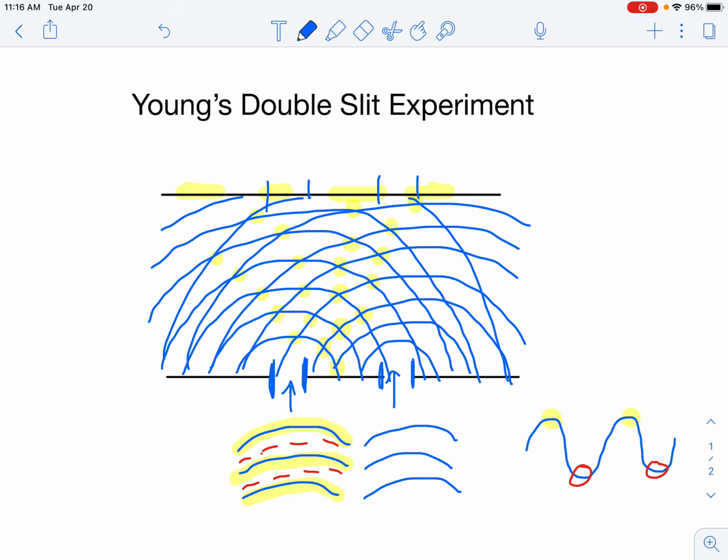So Young's double slit experiment allows us to appreciate the wave nature of light and proves that light is experiencing wave properties, because we have constructive and destructive interference explaining where the light and dark portions fall on that opposing wall.